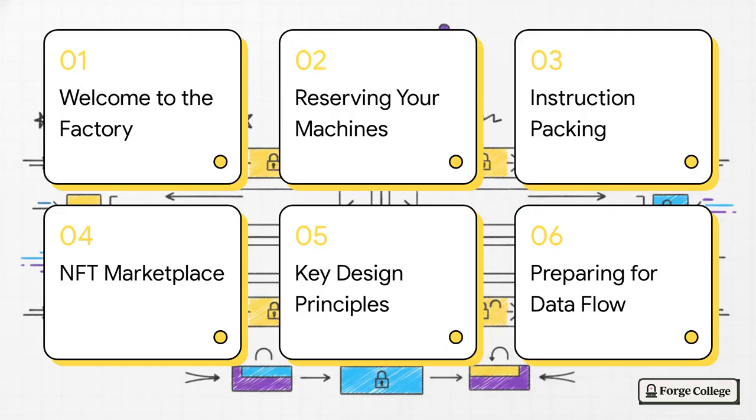Well, here is our agenda for this explainer, sketched out for us. First, welcome to the factory. Second, reserving your machines. Third, the instruction packing trade-off. Fourth, blueprinting an NFT marketplace. Fifth, 3 key design principles. And finally, number 6, preparing for data flow. Let's get right into it.